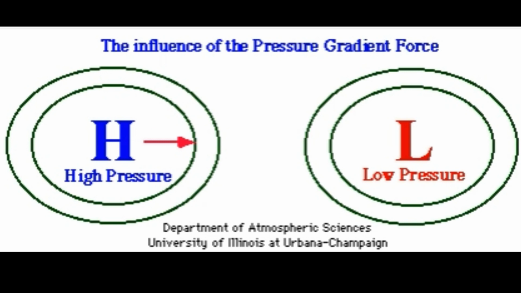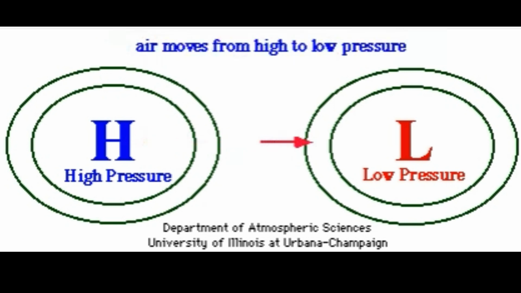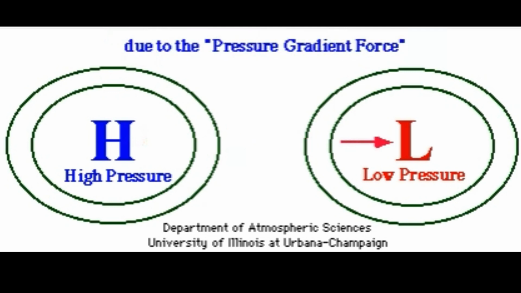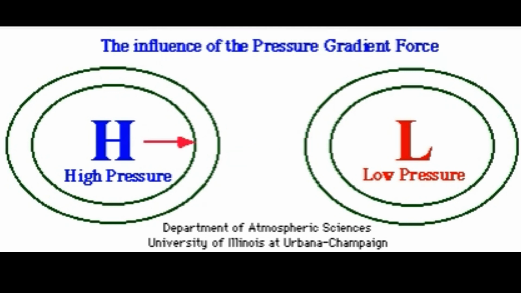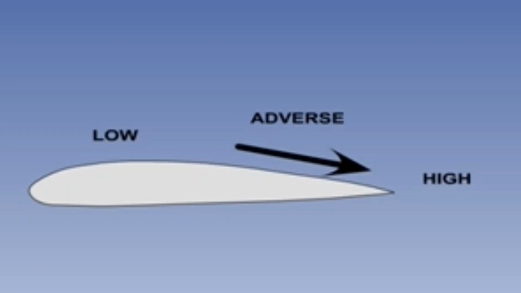Now the third one is the pressure gradient force. Pressure gradient force is the force that makes a fluid move from high pressure area to low pressure area. Fluid always moves from high pressure to low pressure, and when it is forced to move from low pressure area to high pressure area, that is called adverse pressure gradient. So these are some of the forces associated with the airflow around the wing.